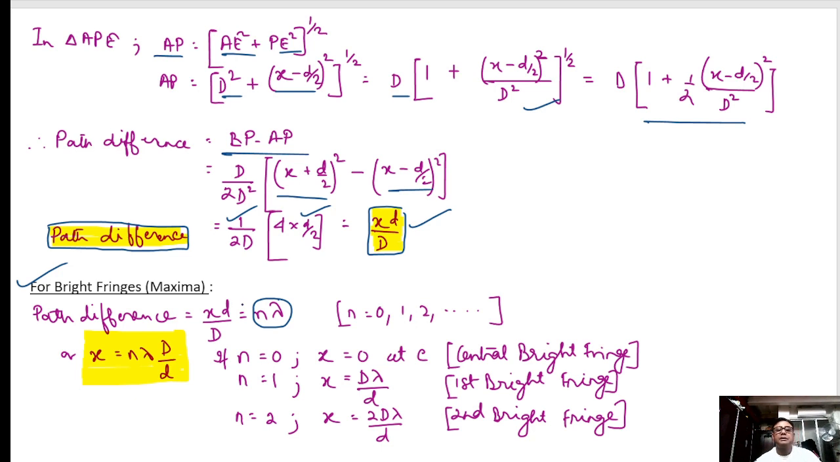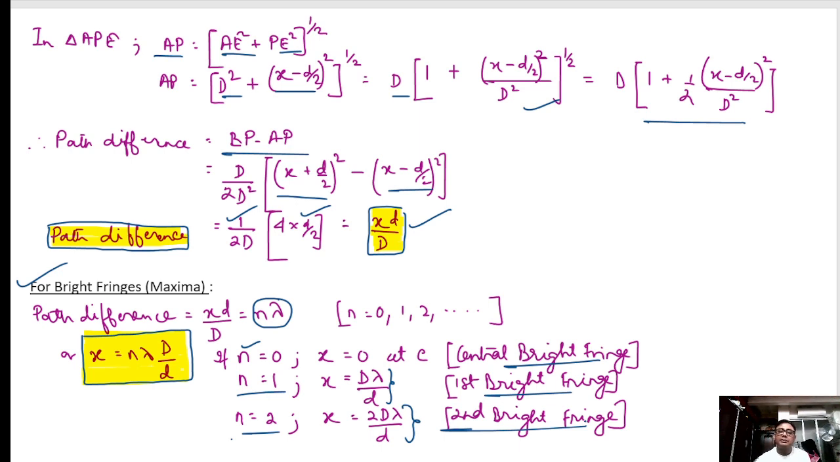Now for a bright fringe, we know the path difference has to be nλ. That means xd by D should be nλ. So x should be nλD by d. At this distance we will get bright fringes. If I put n as 0, we will get the bright fringe at the center. If I put n equal to 1, at this much distance we will get the first bright fringe. If I put n equal to 2, at this distance from the center we will get the second bright fringe, and this will continue.